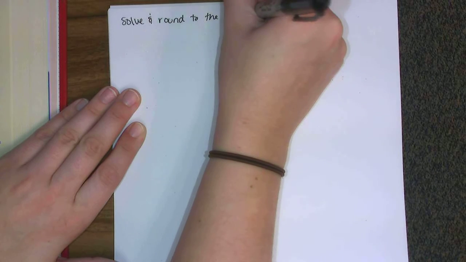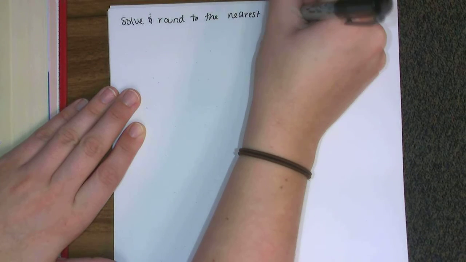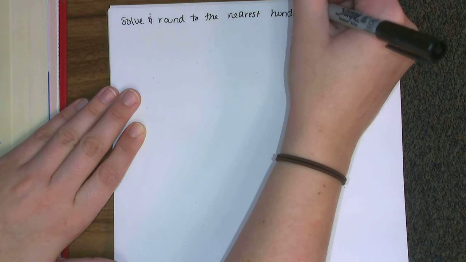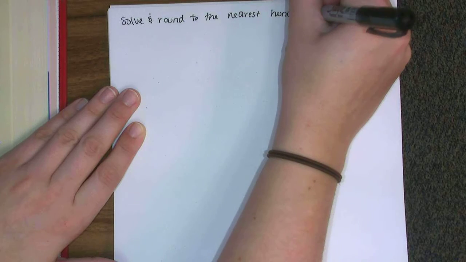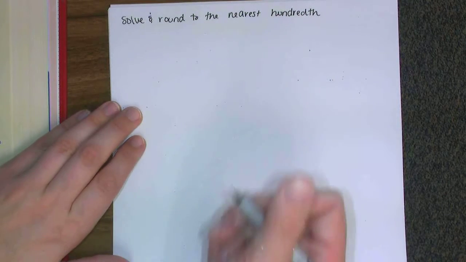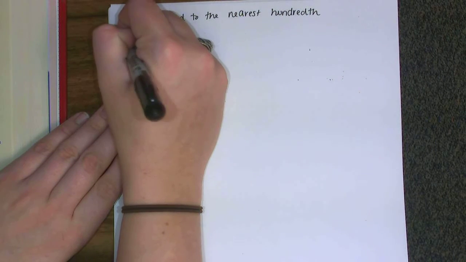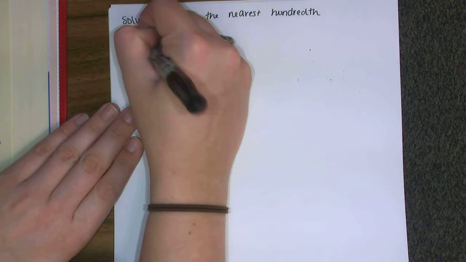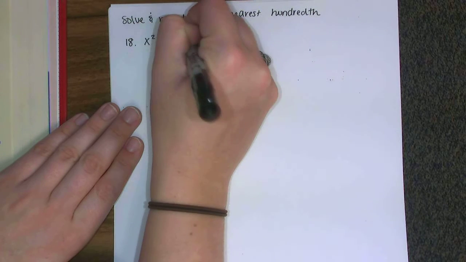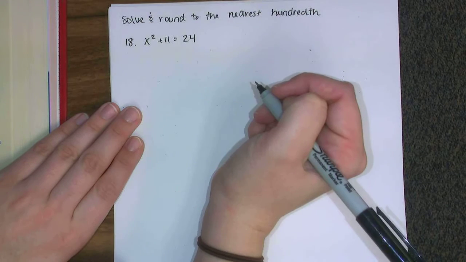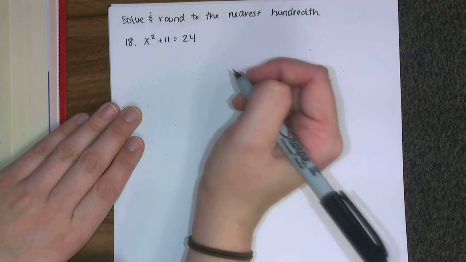Alright, so with this one, something like 18, we have x squared plus 11 is equal to 24. So we subtract 11, x squared is equal to 24 minus 11, which is 13. I need to grab my calculator for these ones really quick.